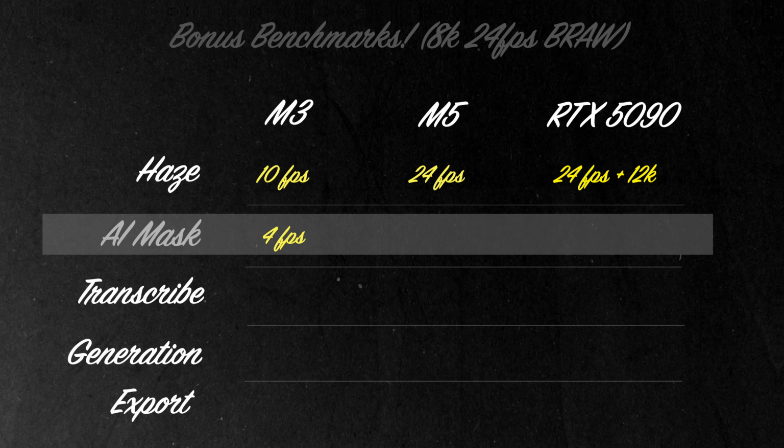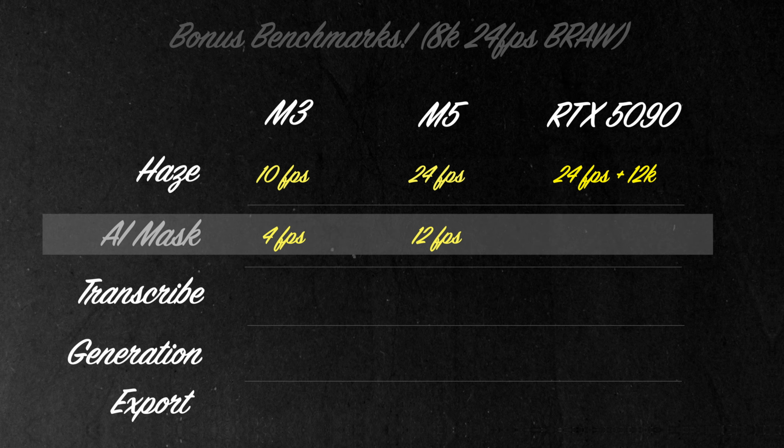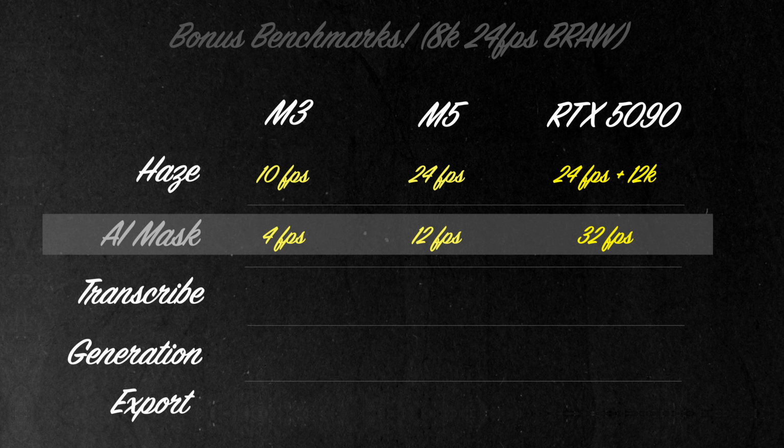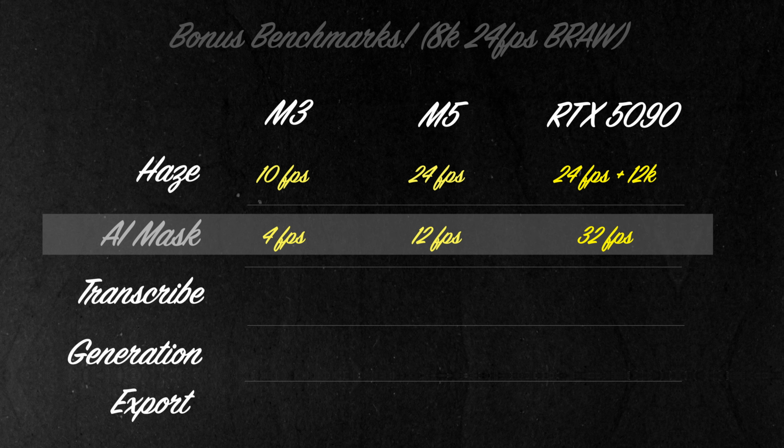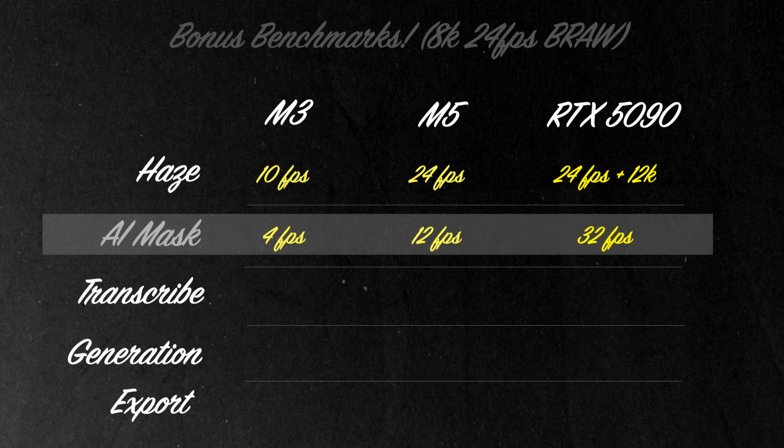For AI mask, we had a huge improvement, 3x over the M3, but with the 5090, we're at 32 frames per second. This is one of those tests where real-time speed makes a huge difference. For Transcribe, it's actually a little bit closer here. So recall we had 20 and 27. At 34x, it's faster than the Max, but not by an amount that even with the M3, you really feel like you're being slowed down by.